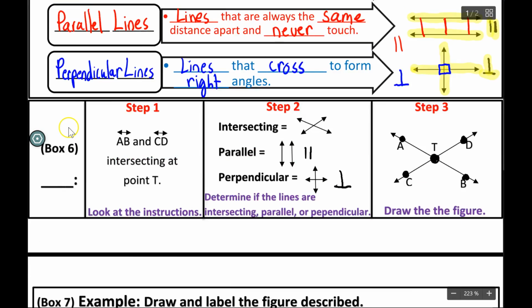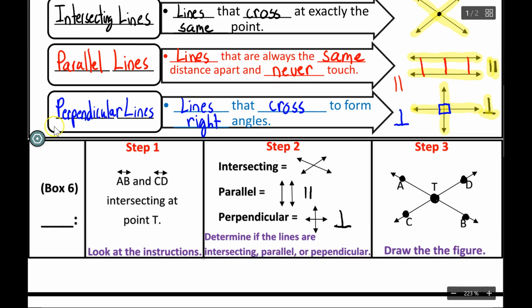You have them right there. Don't come and ask me, Mr. Arevalo, I don't know what perpendicular lines are or parallel lines. You have the vocab right here, okay? Make sure you use it.